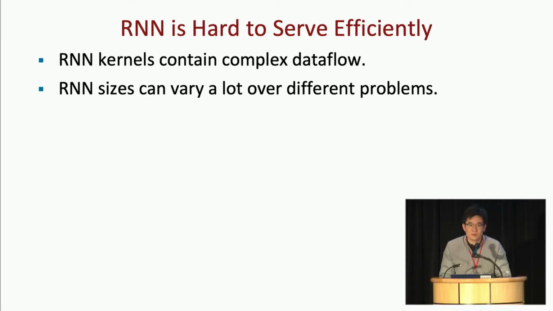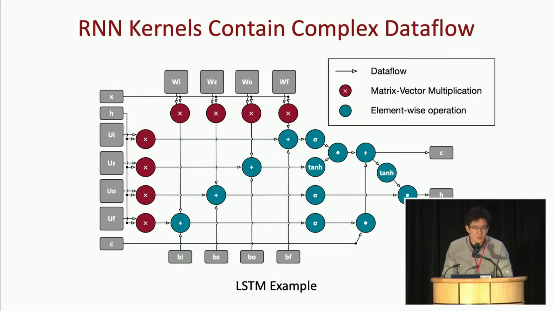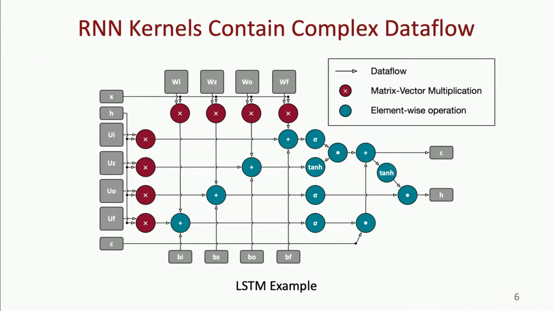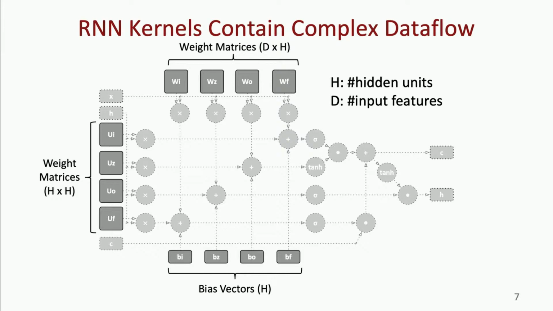To get a sense of how complex a data flow within an RNN kernel would look like, here is an example of the data flow path within a long short-term memory cell, which is one flavor of the RNN kernels. This kernel contains 4 weight matrices of size d by h, where d is the number of input features and h is the number of hidden units. It also contains another set of 4 weight matrices of size h by h, and 4 input vectors of size h.